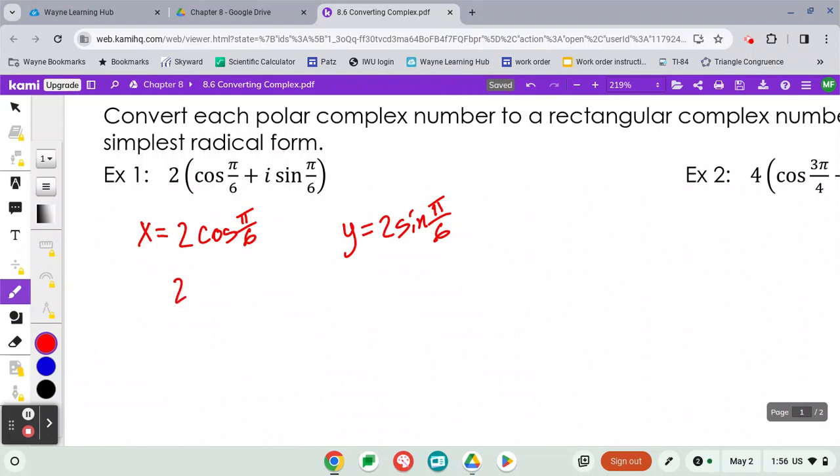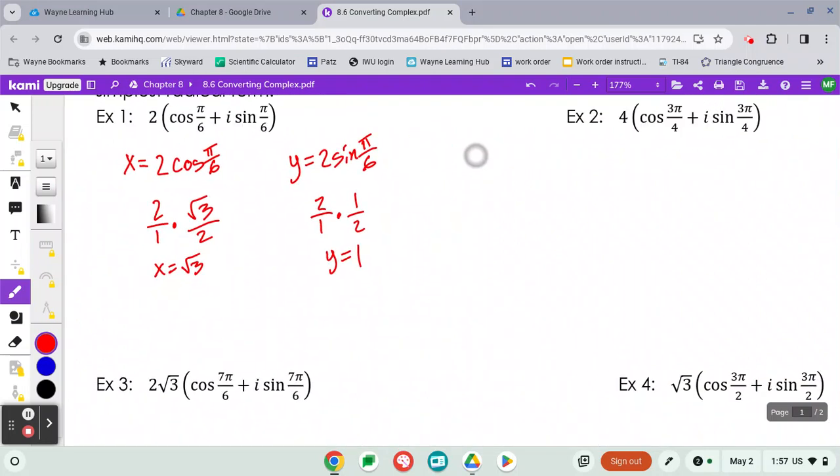So our x value, 2 over 1 times square root of 3 over 2. Okay. Then for our y, it's 2 over 1 times 1/2, right? And so we'll see that the 2's will cancel. We'll get x to be square root of 3. y will equal 1. Now, to write this, this is where it differs. Instead of putting it as an ordered pair, we're going to write it in complex form. So square root of 3 plus 1i. Okay? And that is all you have to do.